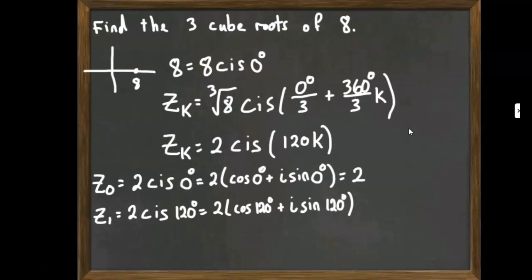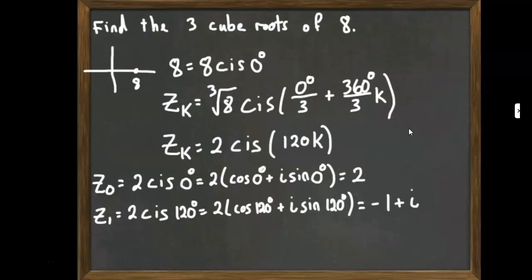So 2 CIS 120 degrees, which is 2 cosine 120 plus i sine of 120. And then, of course, cosine of 120, that's a reference angle of 60 degrees. And so with a reference angle of 60 degrees, cosine is 1/2. But it's in the second quadrant, so it's going to be negative 1/2 times 2 gives us negative 1 for the real part. Sine of 120 would be square root of 3 over 2.